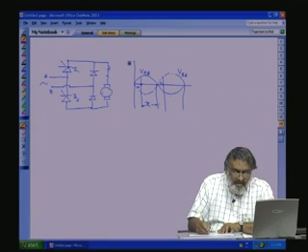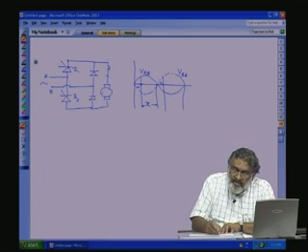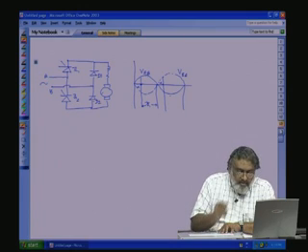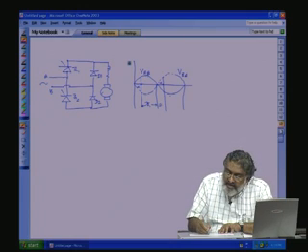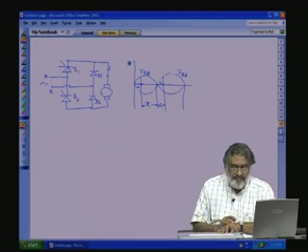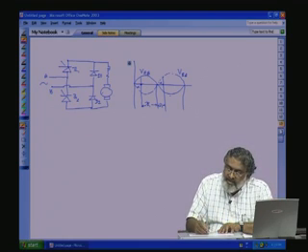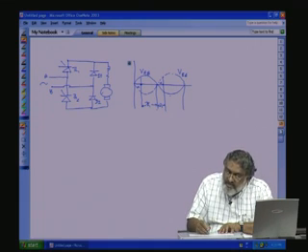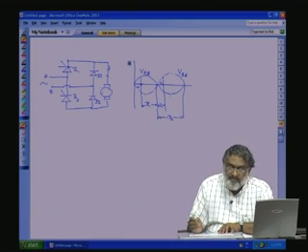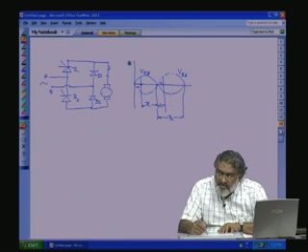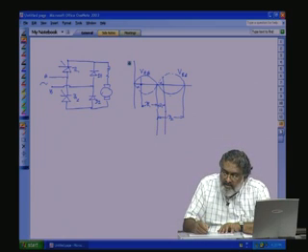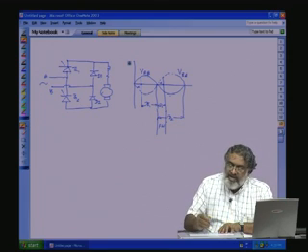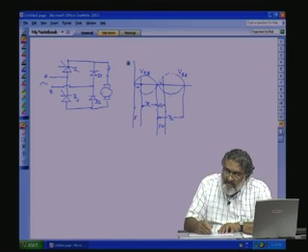So let us mark this as D1 and this as D2. During this period D1 will conduct. Now from this point onwards VBA is positive, so from this point up to this point D2 will also conduct. So it will freewheel. During this period, this is the freewheeling period. Similarly, at this point also, this is the freewheeling period.